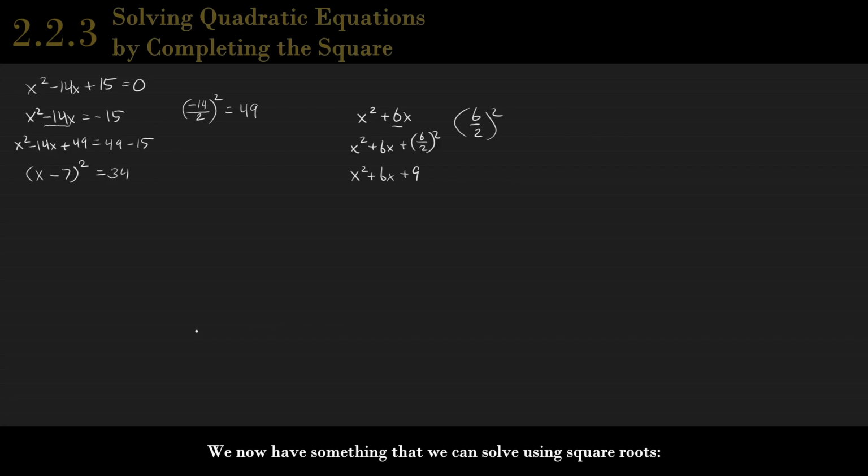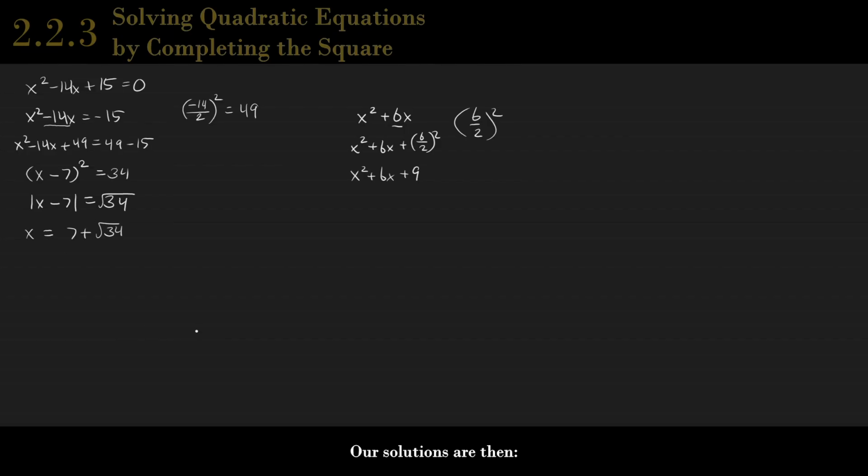Now we have something that we can solve using square roots. We get the absolute value of x minus 7 equals the square root of 34. Our solutions are then x equals 7 plus the square root of 34 and x equals 7 minus the square root of 34. Some points should be made.